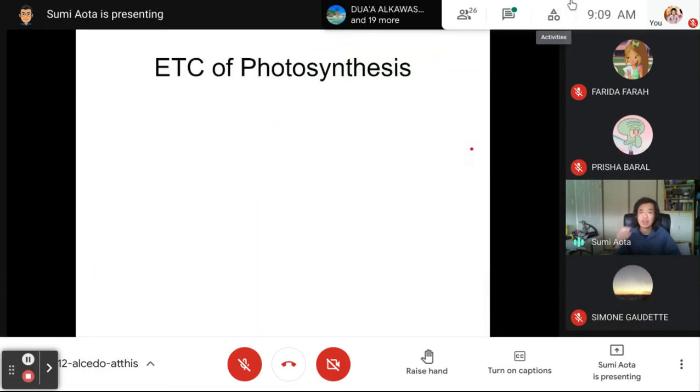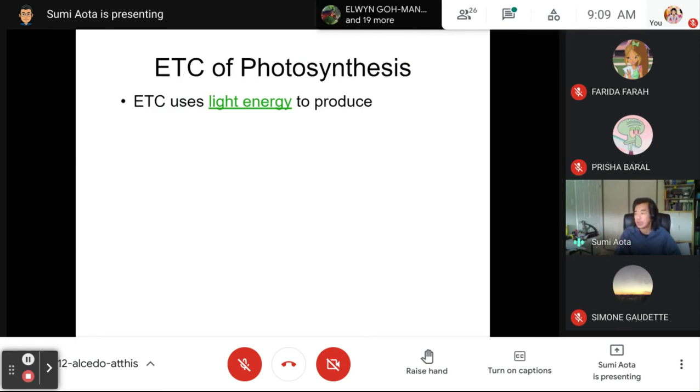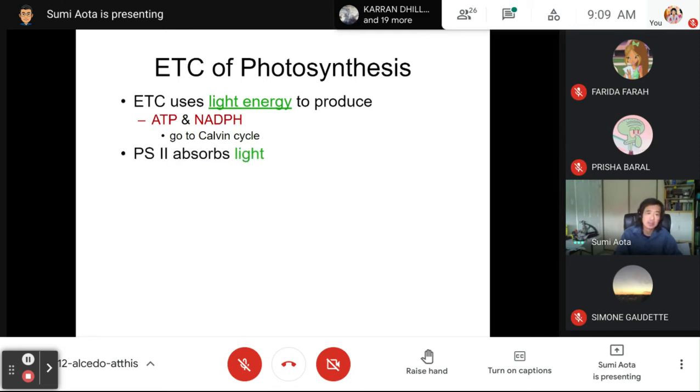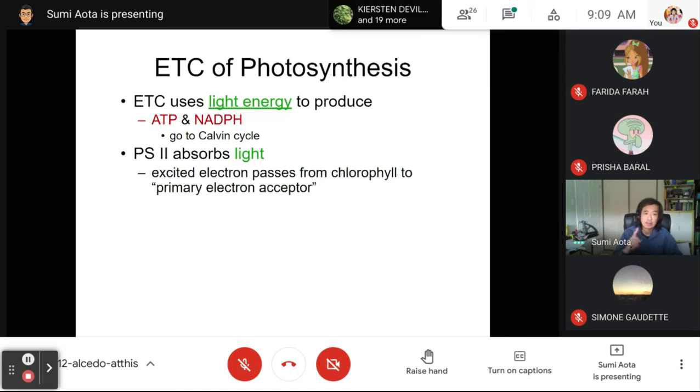Looking at the electron transport chain, it uses light energy from the sun to produce ATP and NADPH. They're going to go off to the Calvin cycle. Photosystem 2 absorbs light, and the excited electron passes from chlorophyll to a primary electron acceptor. That's that excited molecule, and then the electrons keep going.